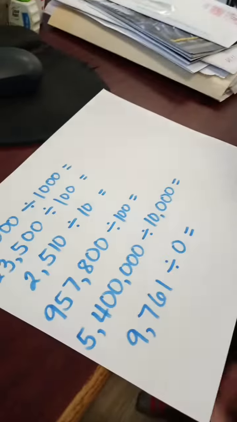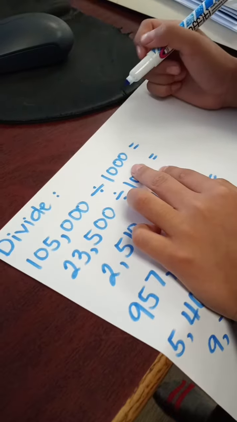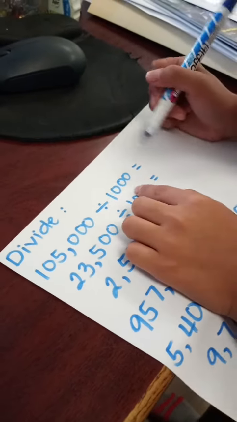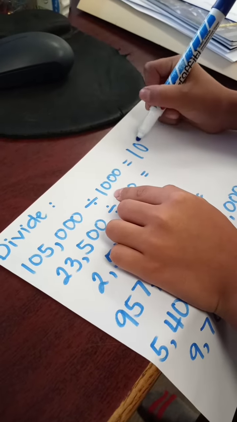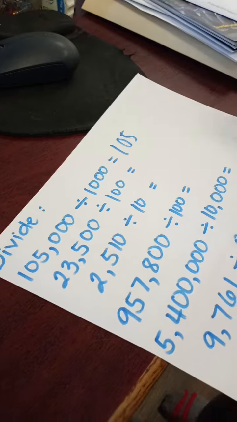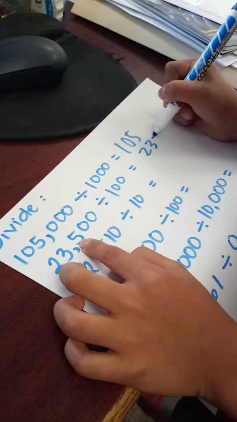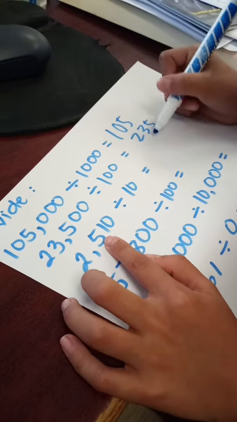Right now, division. All right, but aren't you gonna say the question for them? What is 105,000 divided by 1,000? 105. What is 23,500 divided by 100? 235. What is 2,510 divided by 10?